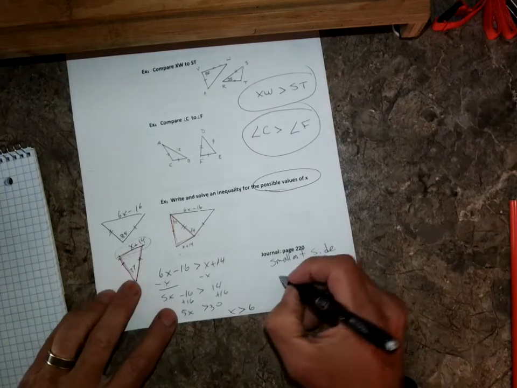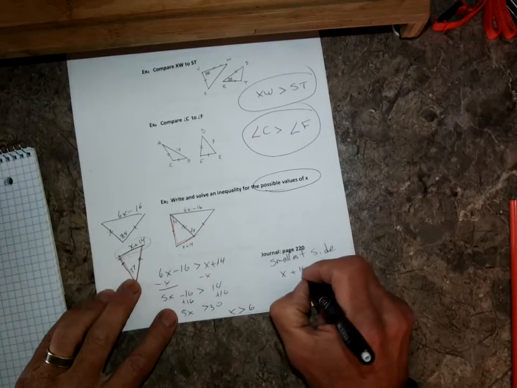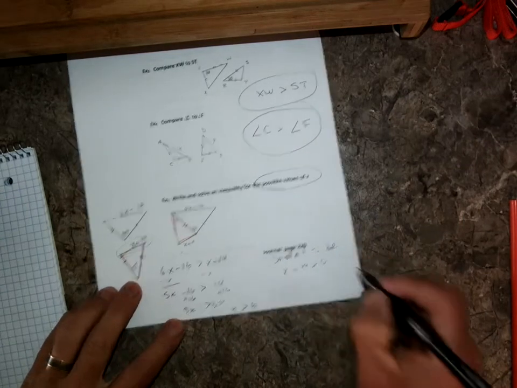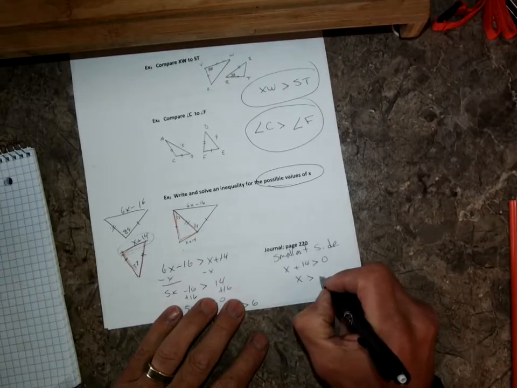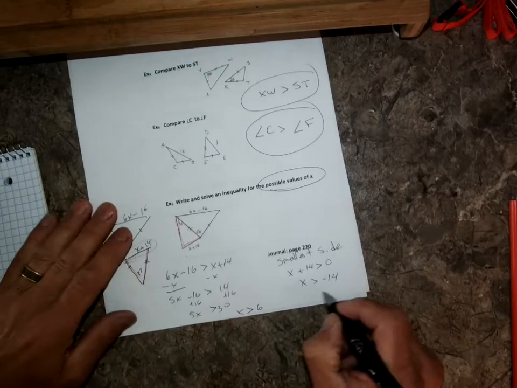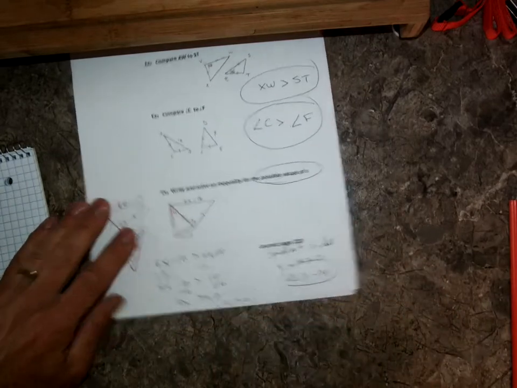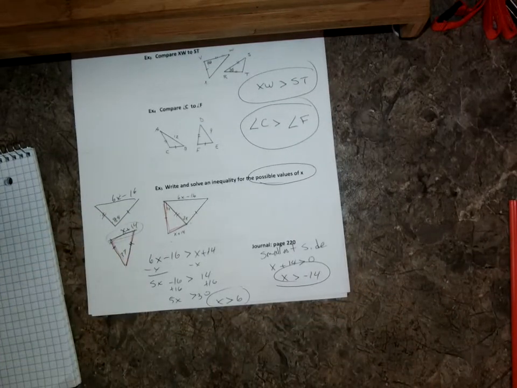So I'm also going to say that x plus 14 has to be greater than 0. And if I solve minus 14 minus 14, I get x is greater than negative 14. So I have a range. X has to be greater than 6, but x also has to be greater than negative 14.